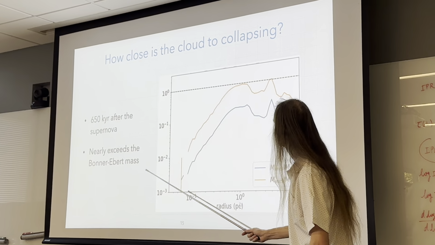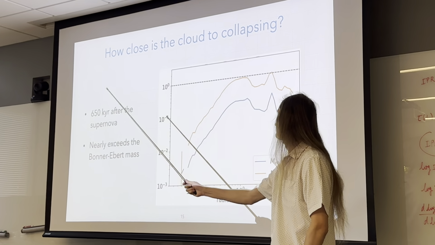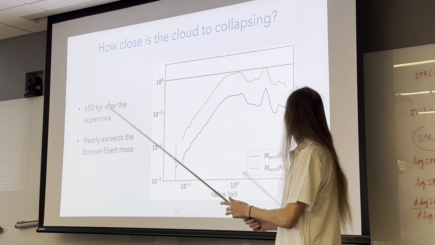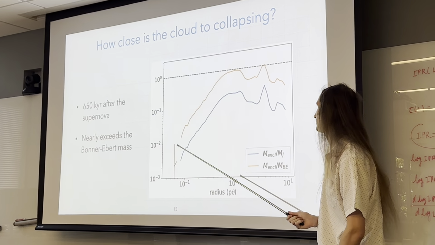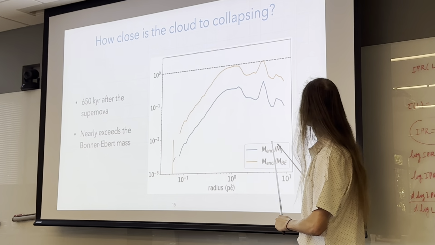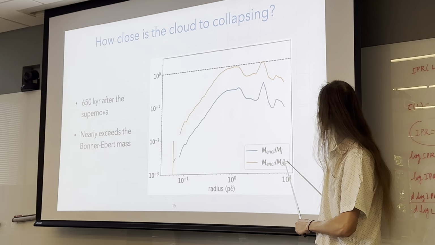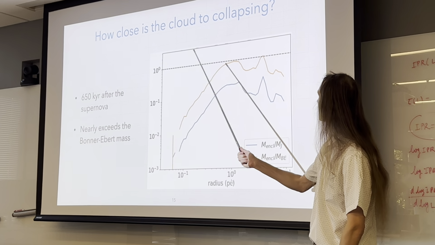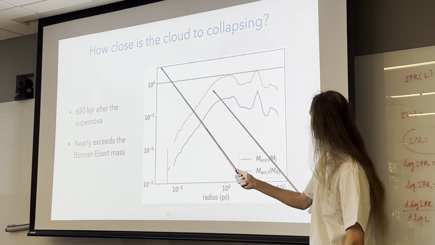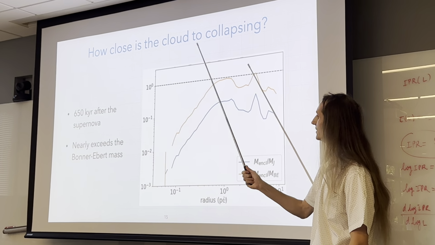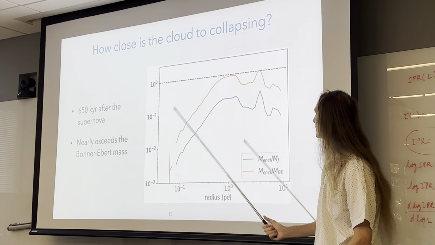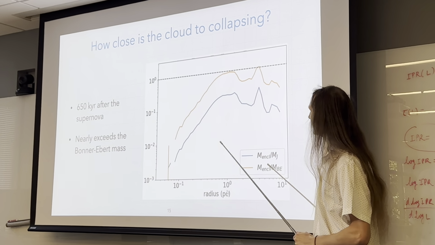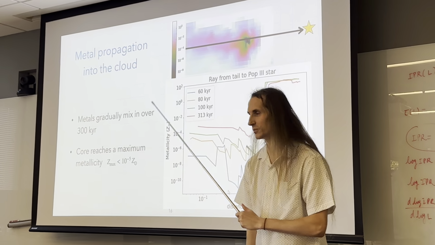So here's a plot, 650 kiloyears after the supernova, showing the mass enclosed in a sphere centered on the cloud as a function of radius, the size of that sphere. And if we look at the mass enclosed relative to the Jeans mass in blue or relative to the Bonnor-Ebert mass in orange, we see that it nearly exceeds the Bonnor-Ebert mass. This black line is that critical threshold. So if it were to peak above this line, it could become gravitationally unstable. Now, unfortunately, as we've run it longer, it doesn't actually get above that line. If it did, it might collapse to form stars.